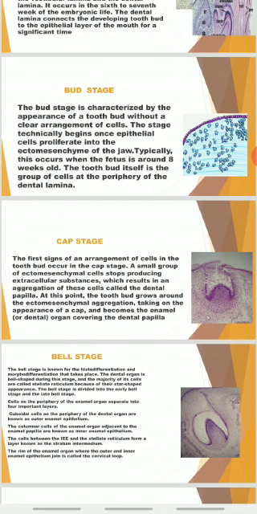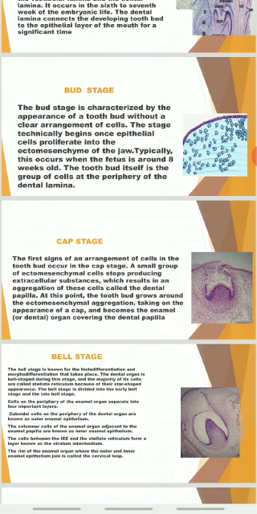At this stage, tooth buds grow around, taking on the appearance of a cap, and become the enamel or dental organ covering the dental papilla. Well, in this cap stage, we have a formation of dental enamel, which is the outer layer of the teeth.